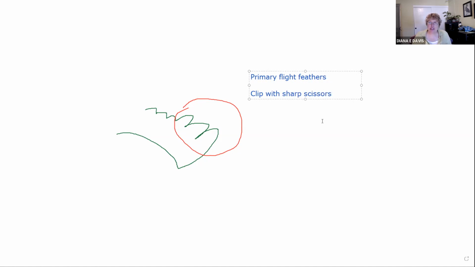You want to make sure none of them are blood feathers. Because we should remember, if you clip a blood feather, that bird needs to go to the vet. There is a chance that it could bleed out. Even if you stop the bleeding now, it's at high risk for that bleeding to start up again. So it's just cutting the primary flight feathers, making sure you're not cutting blood feathers.